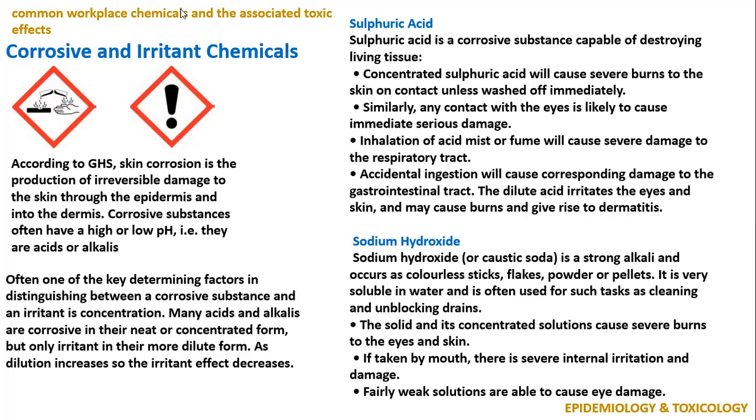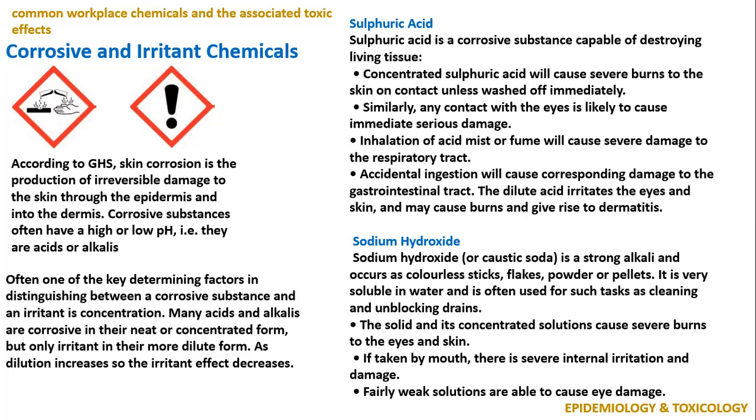So now we will see a few common workplace chemicals which are corrosive. First, sulfuric acid. Sulfuric acid is a corrosive substance capable of destroying living tissue. Concentrated sulfuric acid will cause severe burns to the skin on contact unless washed off immediately.